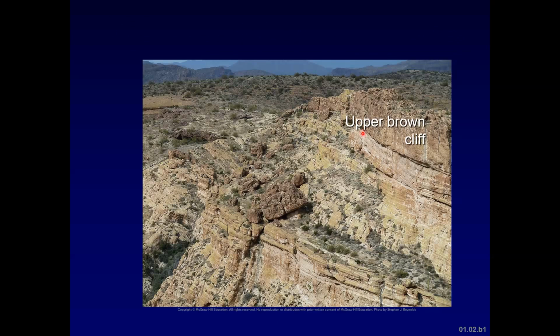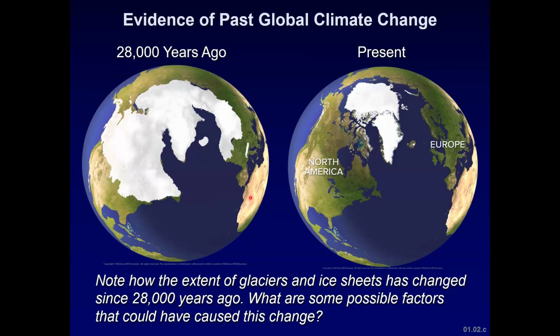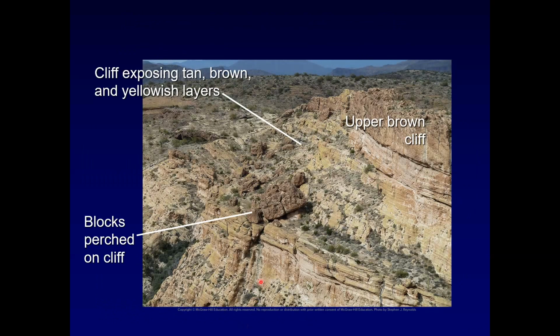So, observing an upper brown cliff at the top, there's a cliff that exposes tan, brown, and yellowish layers. We have a few blocks perched on the edge of the cliff. Ooh, I didn't want to go forward. Let's talk about that.